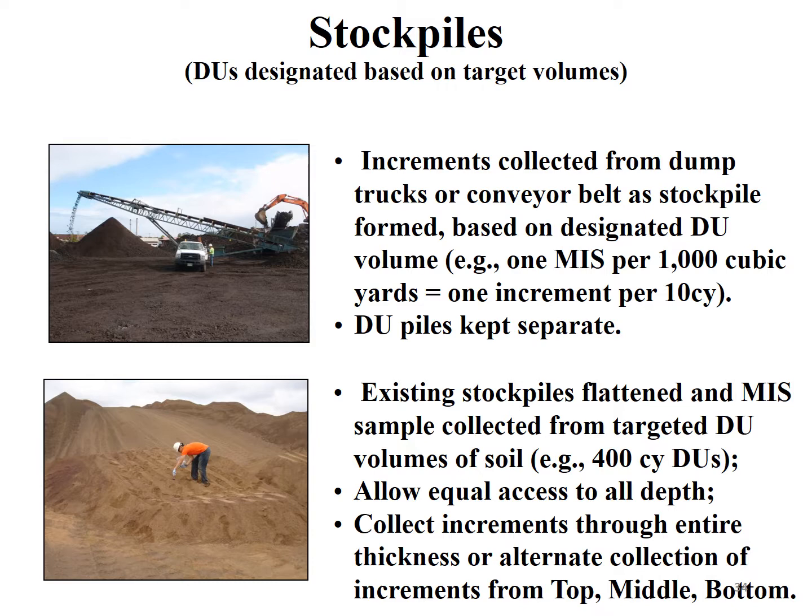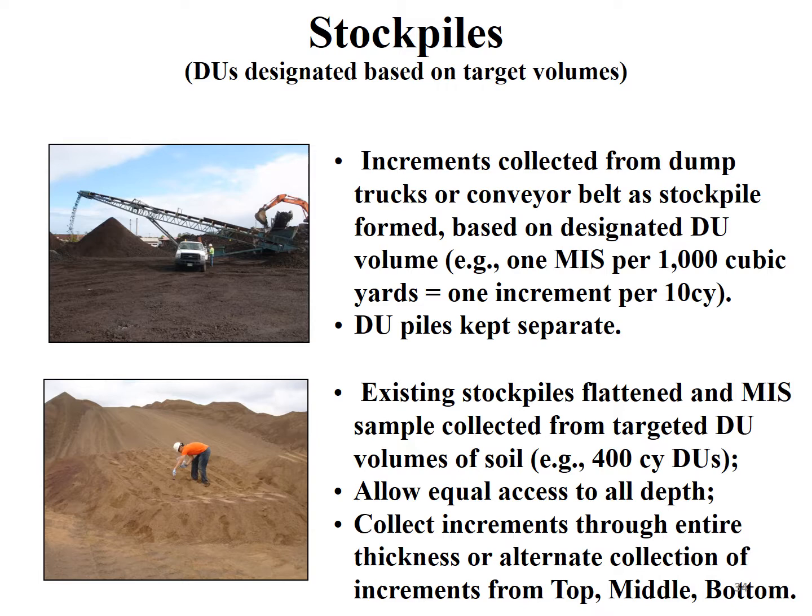So the most common approach we've seen used here is to actually just spread the stockpile out, flatten it out, so that you can then access the entire depth of the stockpile, or the now flattened stockpile, with a coring device. And then you'd place your systematic random increments throughout that flattened pile, and collect your increments down through the depth of the stockpile.